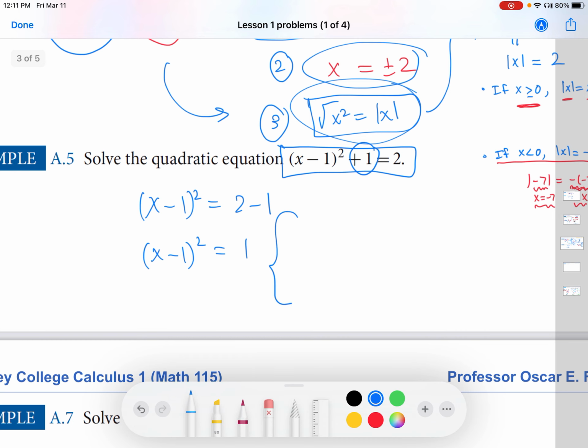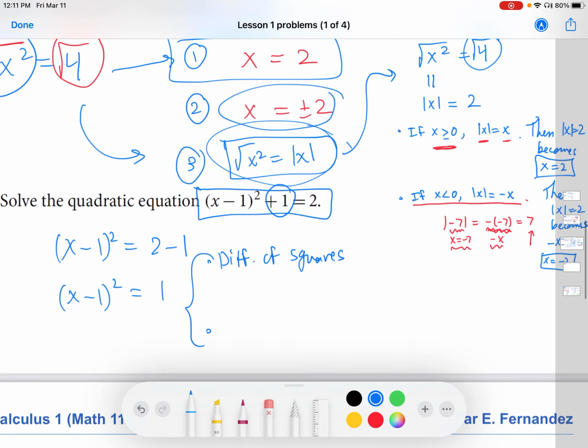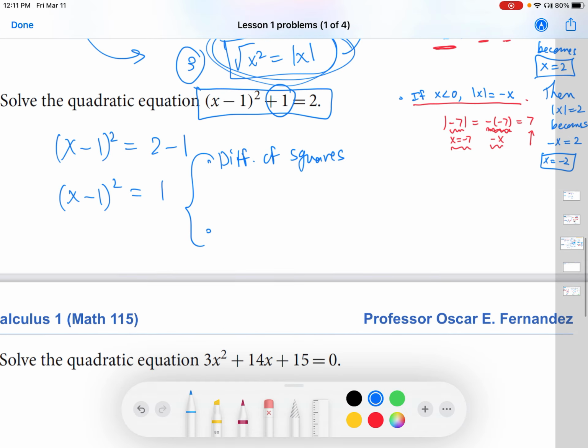There's usually more than one way to do things in math, right? You could solve this as a difference of squares problem, and I will just make a note of that for us to go back later so we can review some of that. But I'm going to solve it using effectively the technique here from number 3. So I'm going to take the square root of both sides.